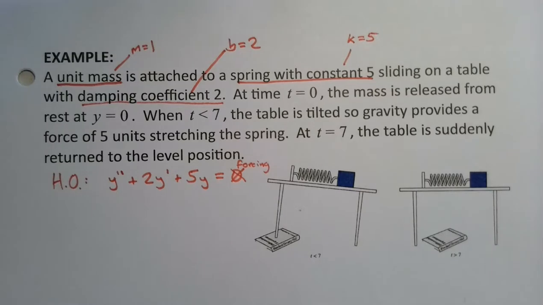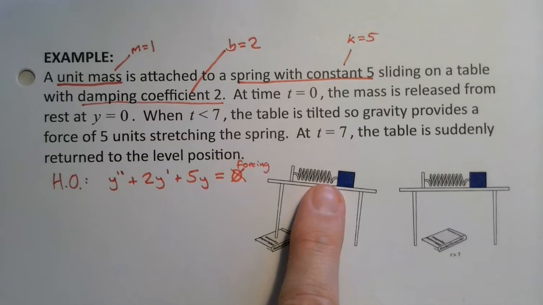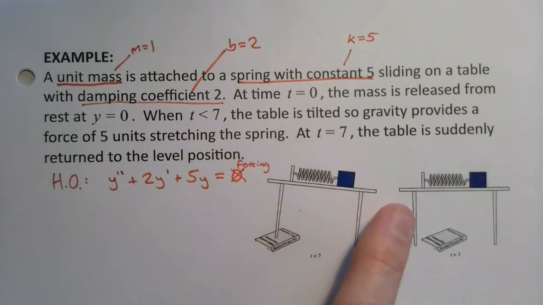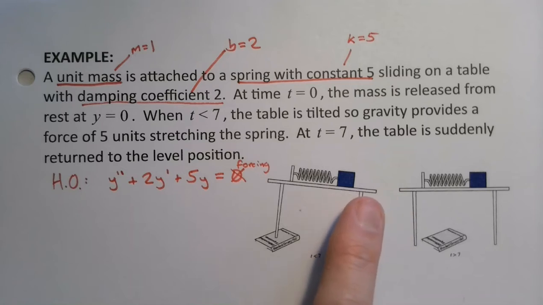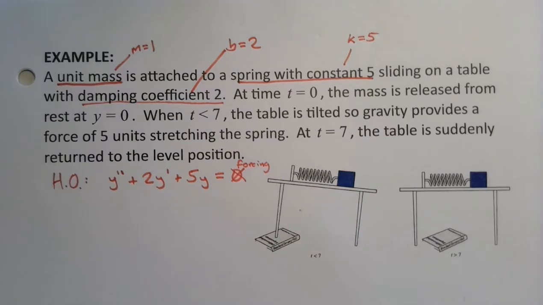And so notice it says at t equals 0, the mass is released from rest at position of y equals 0. So notice we have our table for any time less than 7 seconds. Our table is kind of propped up. So if it gets released from rest, you can imagine it's going to slide down the slope of the table. It's just going to go and sort of bounce down here because it's from rest of the equilibrium position for the harmonic oscillator. So the table's tilted, so gravity produces a force of 5 units stretching the spring.